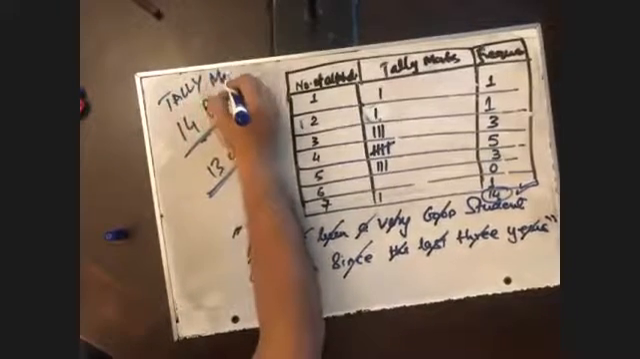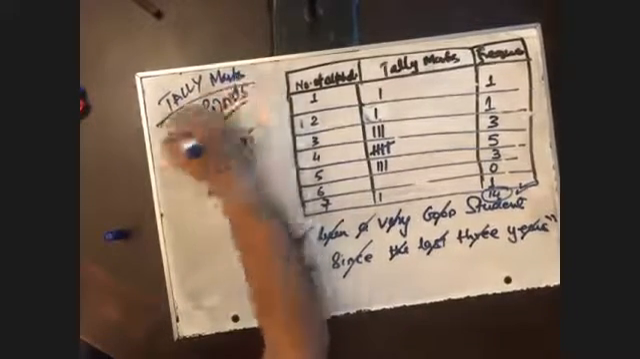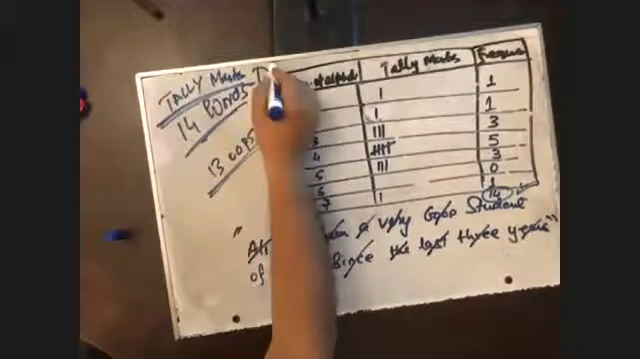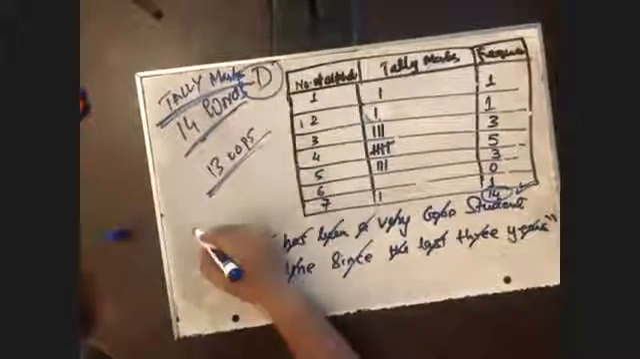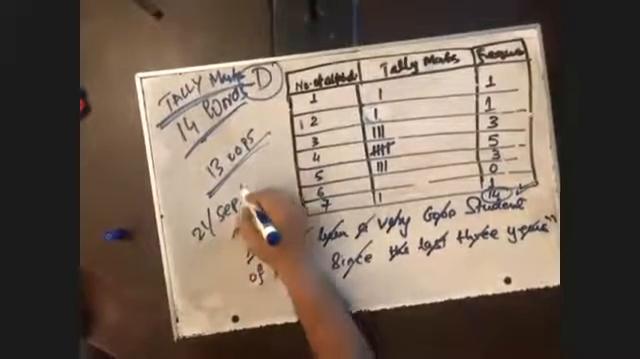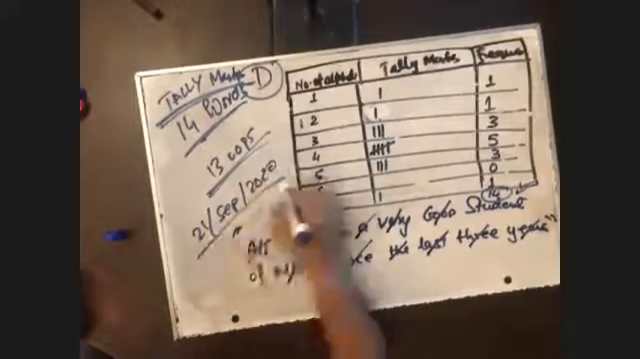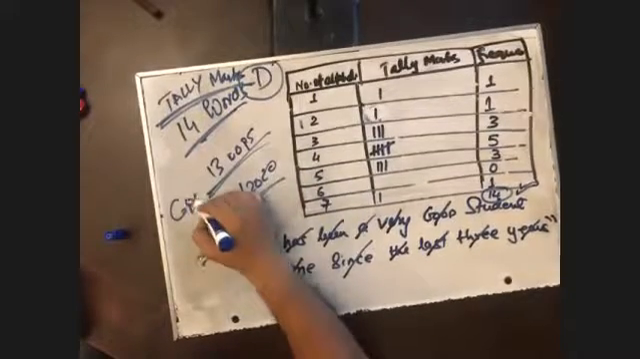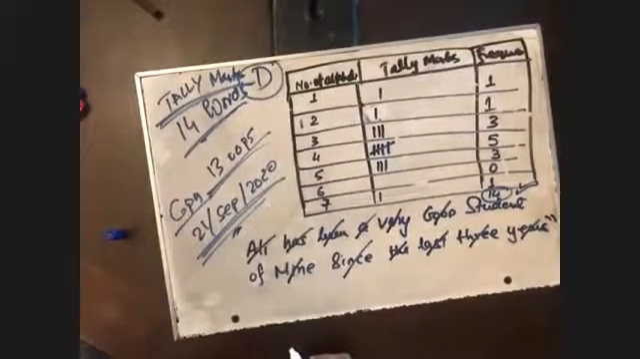Tally marking is also a way of representing data. This is part D of today's lecture. Today is the 21st of September, 2020. Copy this, please. You have a minute to copy this. This is called tally marking.